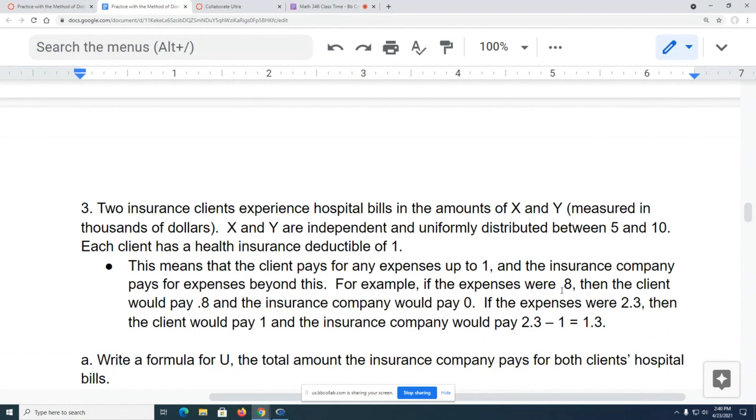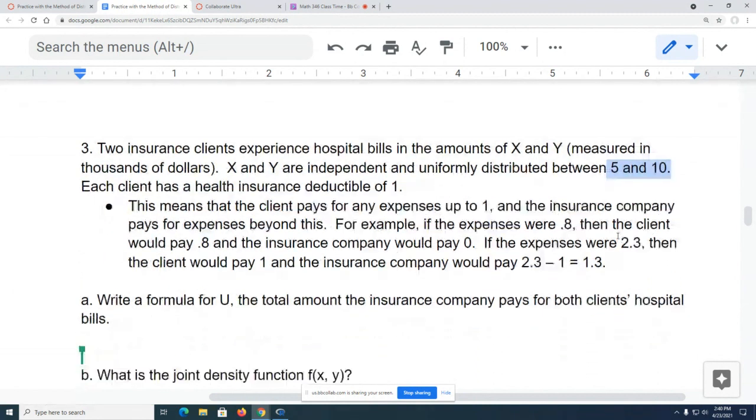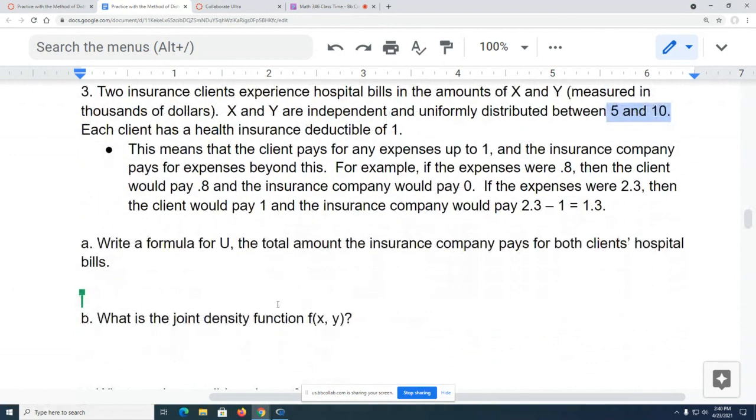So if their expenses were 0.8, then the client would pay 0.8 and the insurance company would pay nothing. If the expenses were 2.3, then the client would pay 1 and the insurance company would pay 1.3. But here, X and Y are always between 5 and 10. So for sure, the client is paying 1 and the insurance company is paying somewhere between 4 and 9. So our question is, write a formula for U, the total amount that the insurance company pays when you combine both clients' hospital bills.